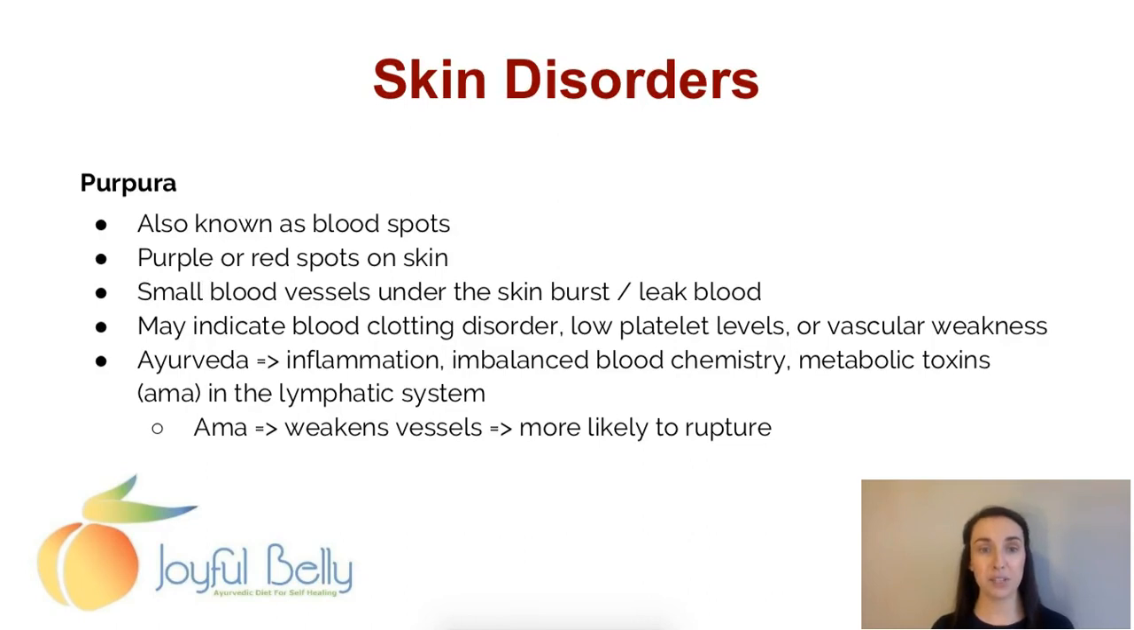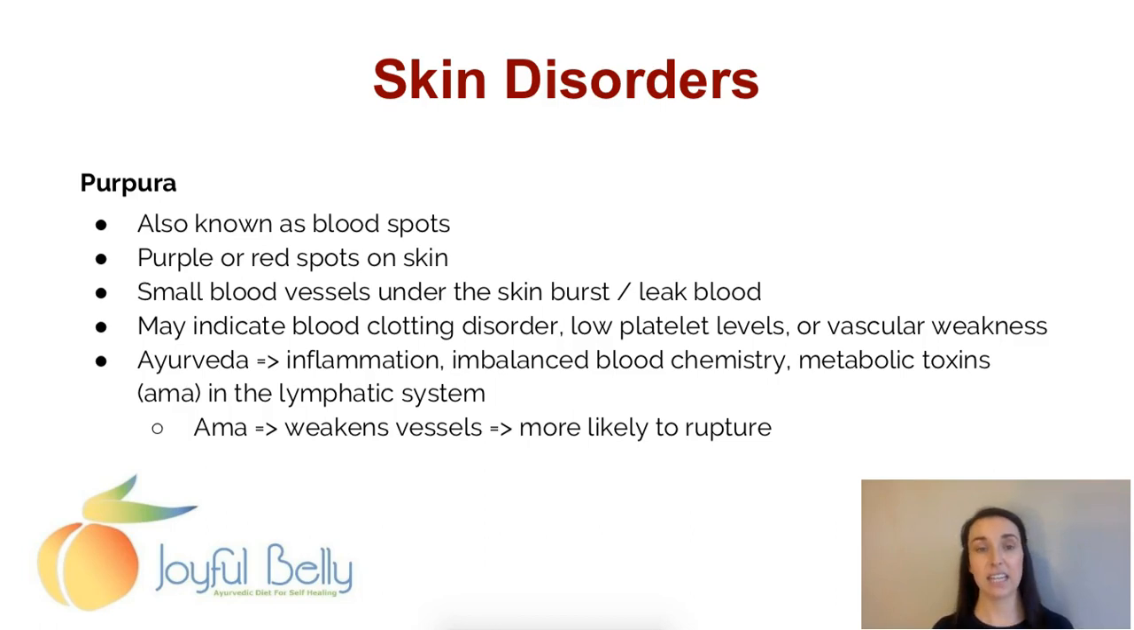Purpura, also known as blood spots, is when there are purple or red spots on the skin. This occurs when the small blood vessels or capillaries under the skin burst and start leaking blood into the skin tissue. It may be a sign of a blood clotting disorder, low platelet levels, or some vascular weakness.